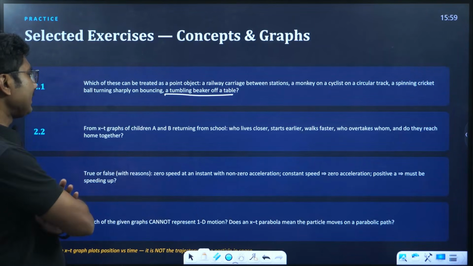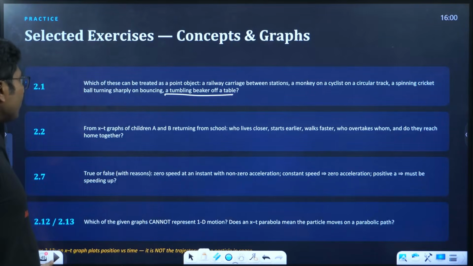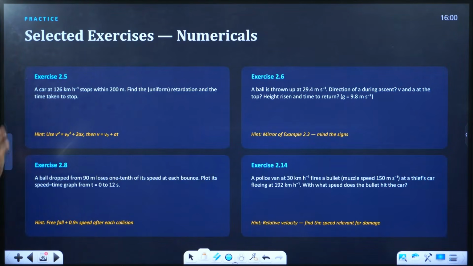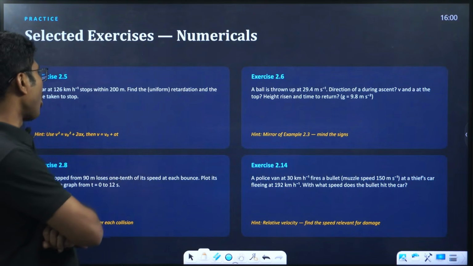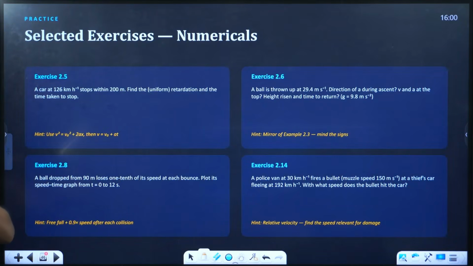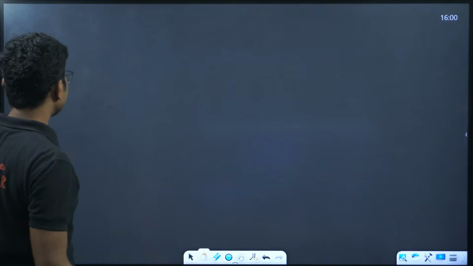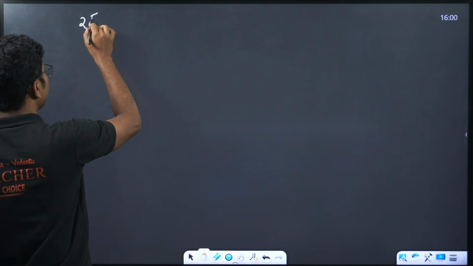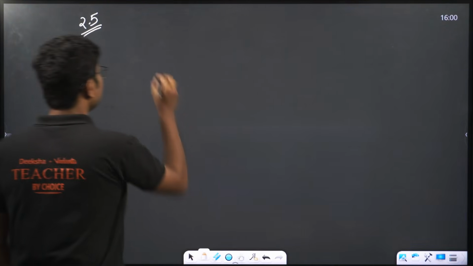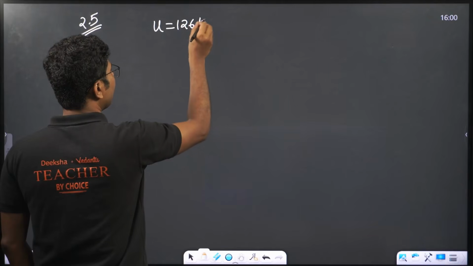From the x-t graph of children A and B returning from school, who lives closer, leave that. Let's solve some numerical questions. A car at 126 km/h stops within 200 meters. Find the uniform retardation and the time taken to stop. This is a very interesting question. All the exercises are from your textbook only. Exercise 2.5: the initial velocity of the car was 126 km/h.